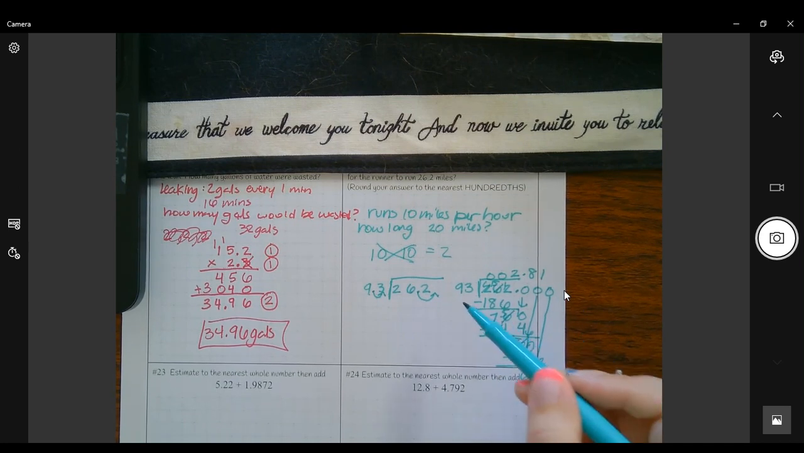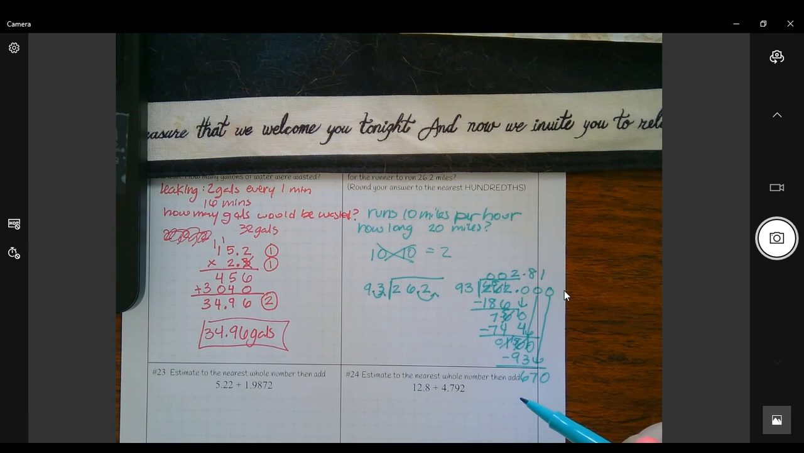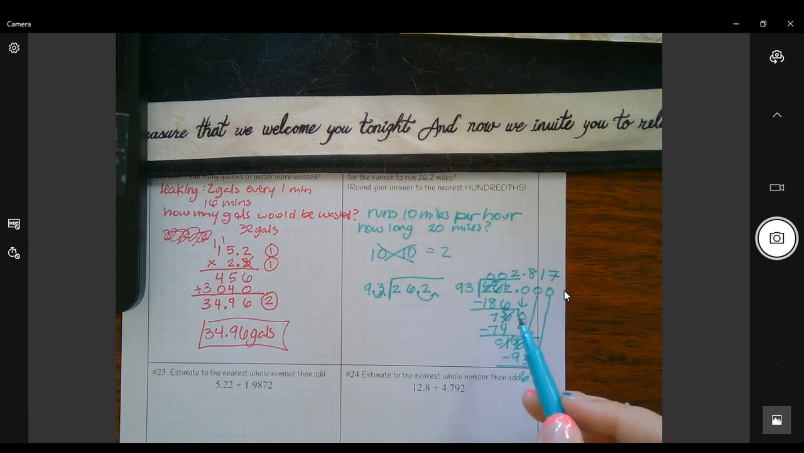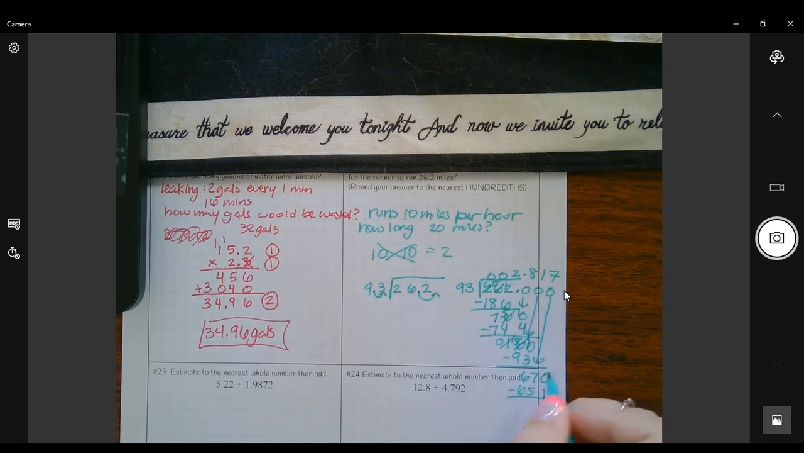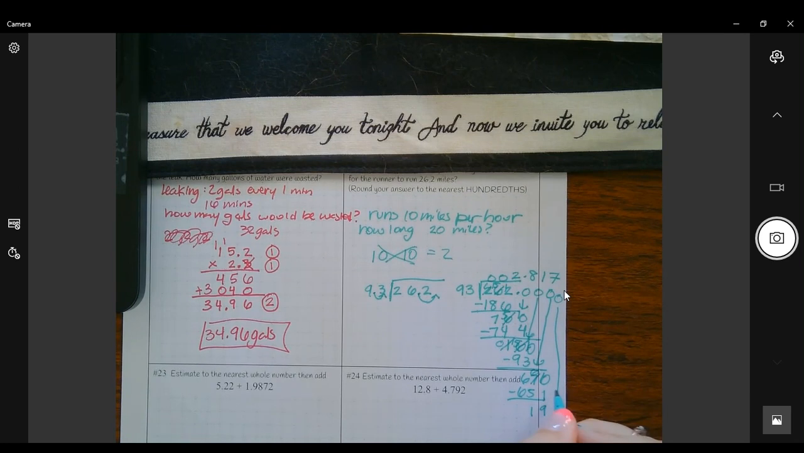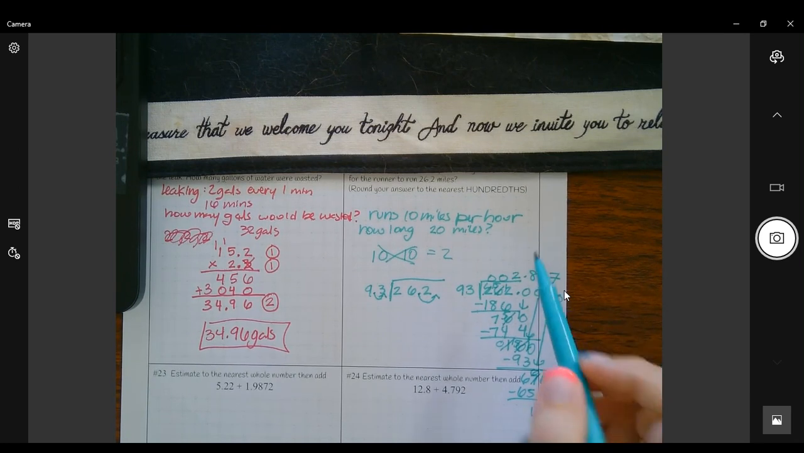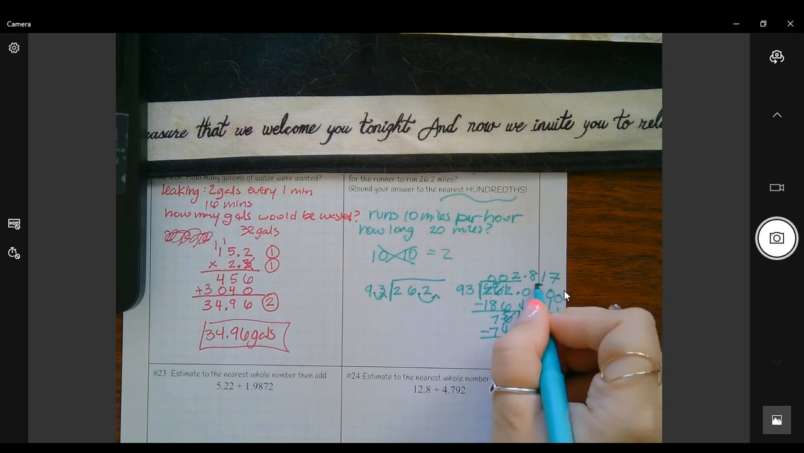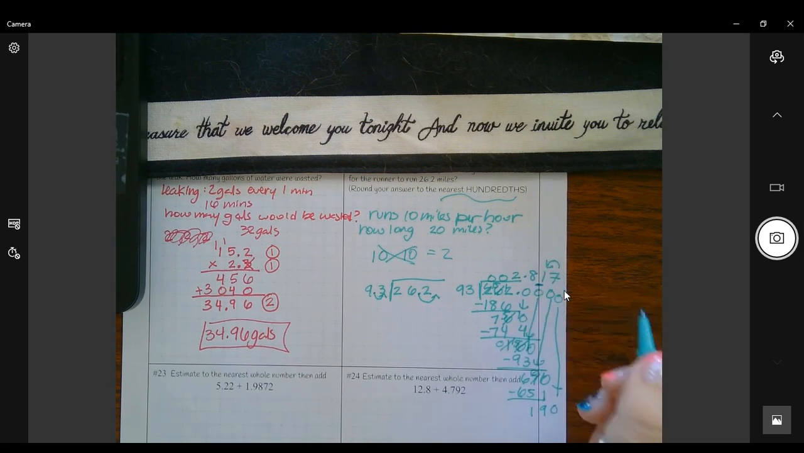Bring down another 0. 9 goes into 67 about 7 times. Let's see if that works. 63, so plus 2 is 65. And borrow. Okay, 19 left over, so you'd bring down another 0. But notice how it said round to the nearest hundredth if needed. Always look at those directions. I don't need to keep going and going and going. The hundredth is how many places out? 2 places out. So I only need to go 1 further than that, which I already have.